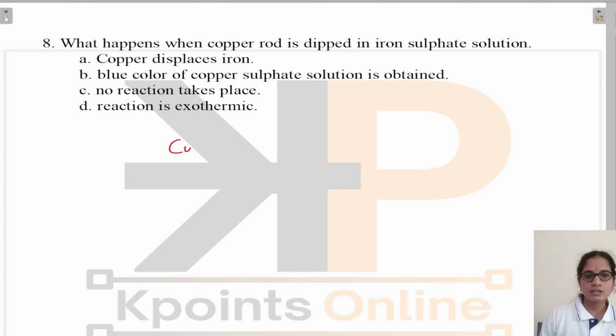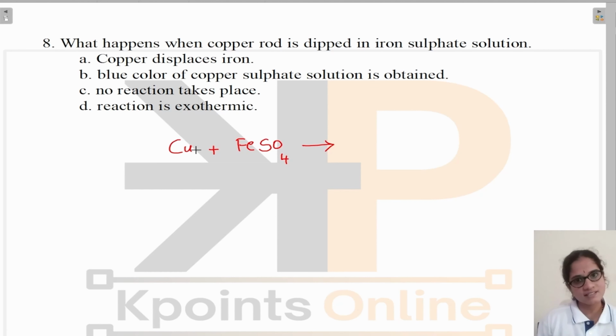When a copper rod is dipped in iron sulfate solution, what happens here? First check which element is most reactive. In this case, whether the copper is reactive or iron is reactive. Yes, we know that iron is more reactive than copper. So, as copper is less reactive, it cannot displace iron from its solution. So, whether the reaction takes place or not. Yes, it is clear that the reaction will not take place.